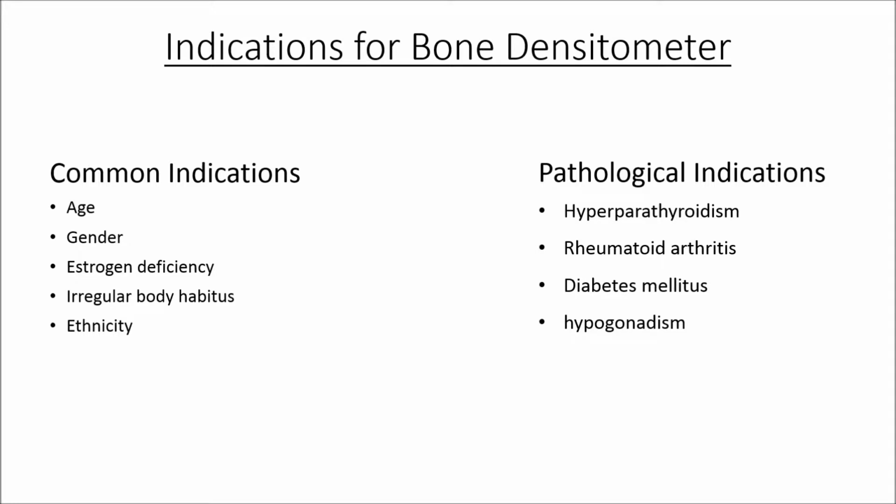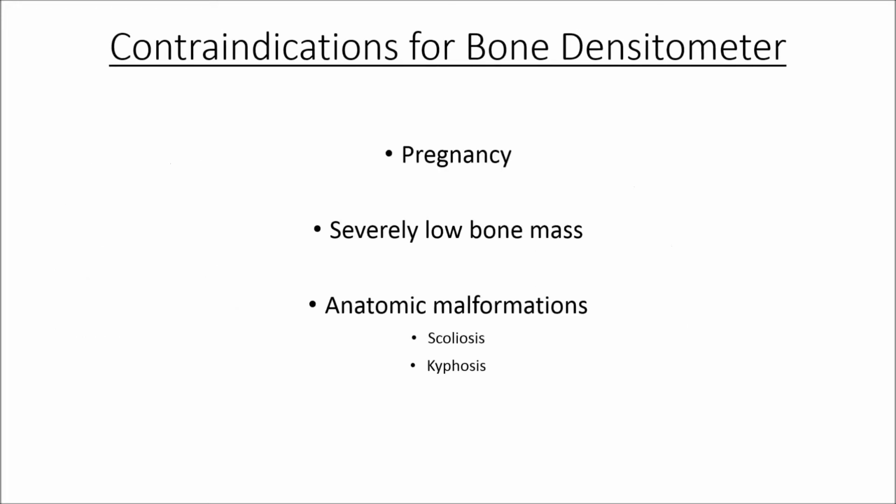Just like any radiograph, there are indications and contraindications for bone density exams. Some indications would be the patient's age, gender, estrogen deficiency, irregular body habitus, and ethnicity. Also, pathological indications like hyperparathyroidism, rheumatoid arthritis, diabetes mellitus, and hypogonadism. Contraindications would be things like bone mass being too low to register, anatomic malformations such as scoliosis or kyphosis, and more importantly, if the patient is pregnant.